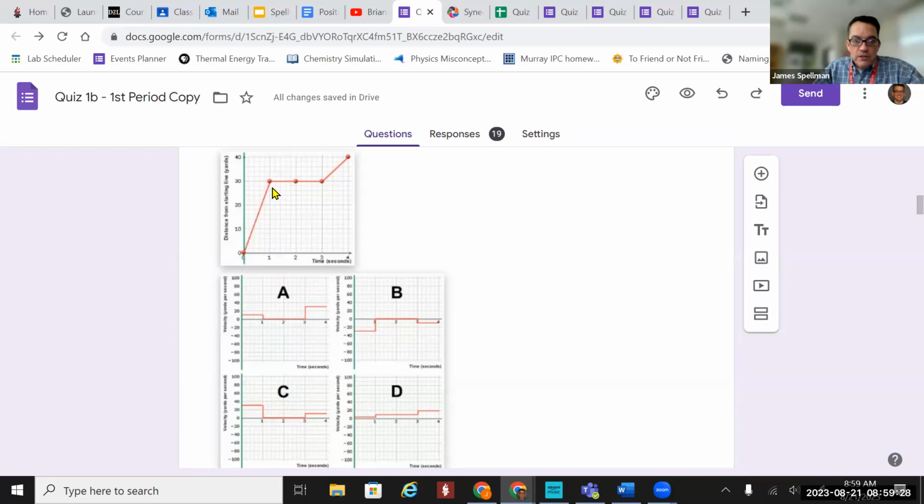The second section, it's not moving at all. And then the third section, it's going from 30 to 40. So it's going up 10 and over 1. So it's got a speed of 10. So this one should be C.